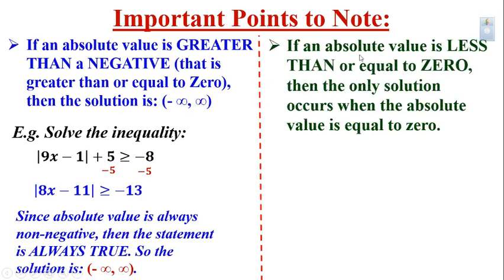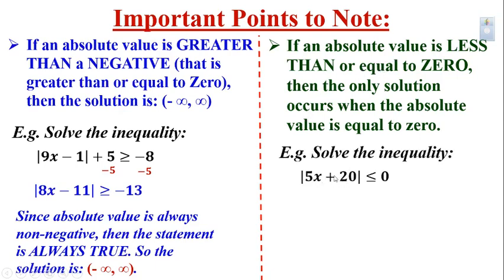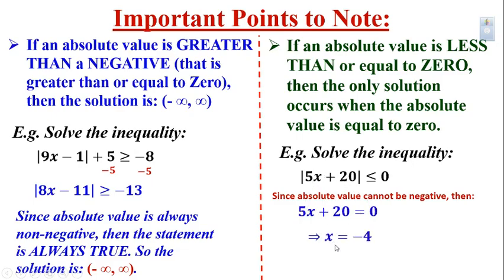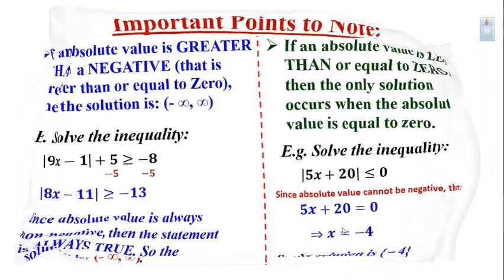Now, if an absolute value is less than or equal to 0, there's only one thing that will work, and that's if the inside of the absolute value gives you 0. So if absolute value of 5x plus 20 is less than or equal to 0, this thing will never be negative, so the only thing it can be is 0. So we just set the inside equal to 0, solve for x, and the only number that will work is -4.